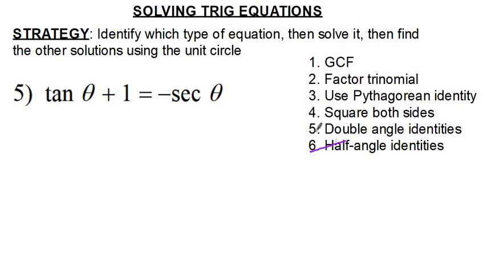So there's no half angle, there's no double angle, there's no trinomial, there's no greatest common factor. There's not a Pythagorean identity, at least not yet, because there is an identity involving secant and tangent, and it looks like this. It's the one that we used in that other problem. The problem is that in this identity, secant and tangent are being squared, but in our equation right here, it's just tangent and it's just negative secant. There's no squared.